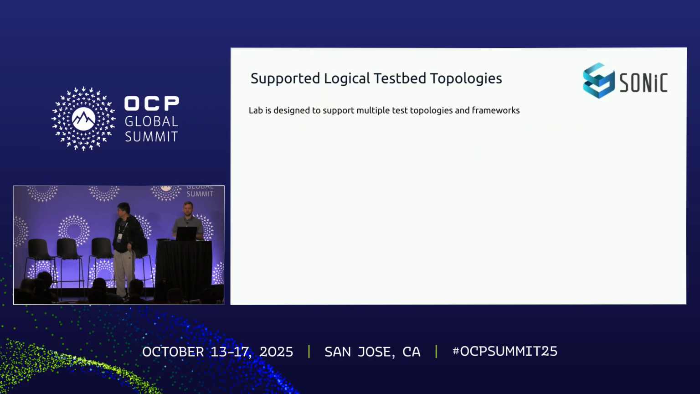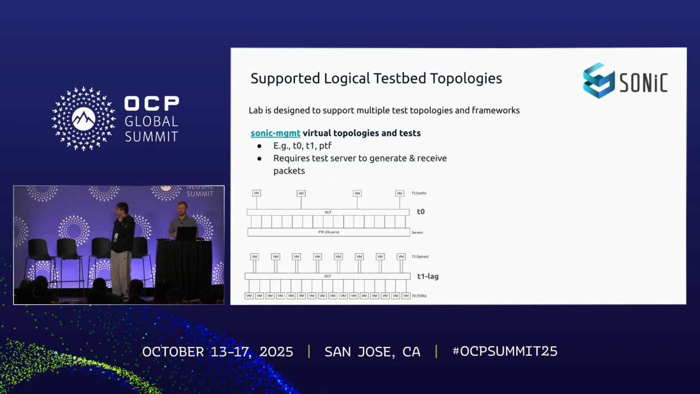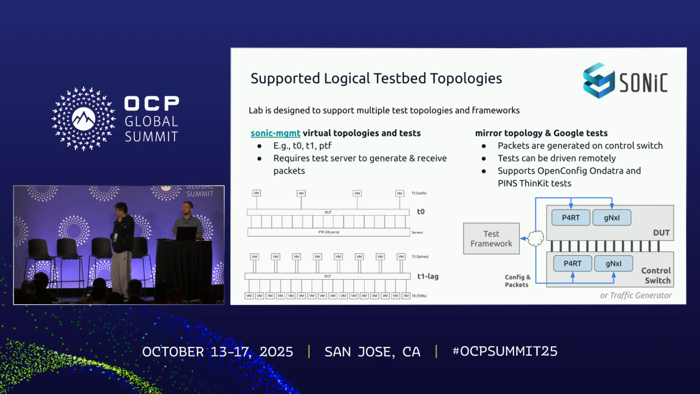So from a logical testbed topology perspective, the good news is this topology allows us to support different types of topologies and testing frameworks. On the SONiC management front, we support T0, T1, PTF in the same way. These topologies do require that optional test server to generate and receive packets through the leaf fan-out switch, and then ultimately to the DUT and back.